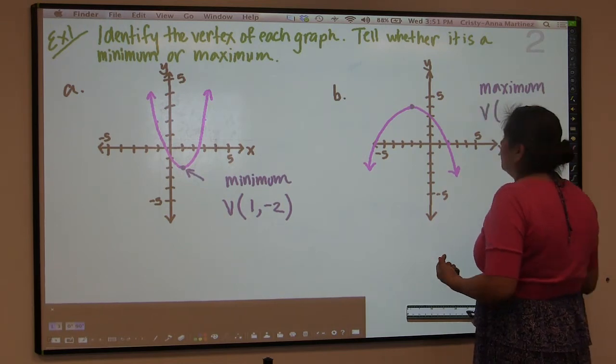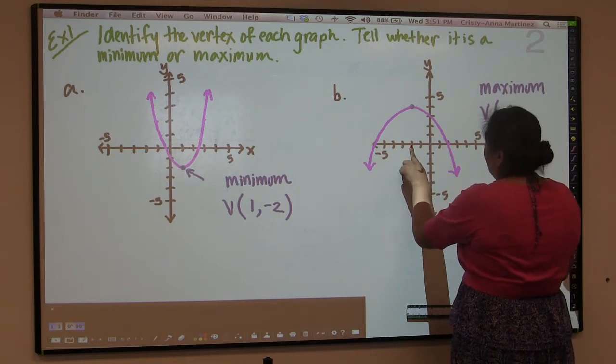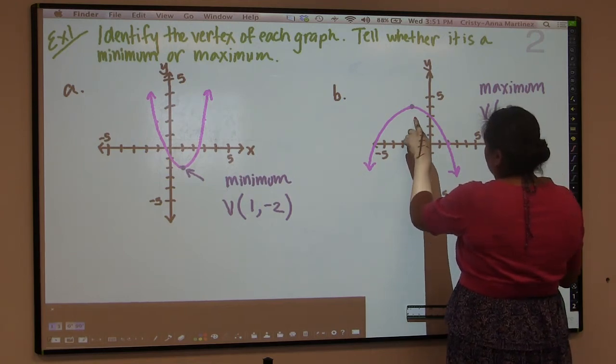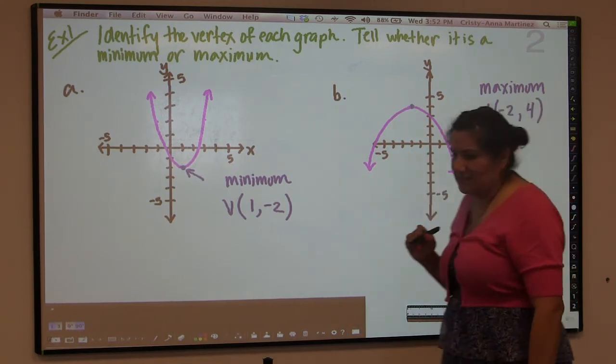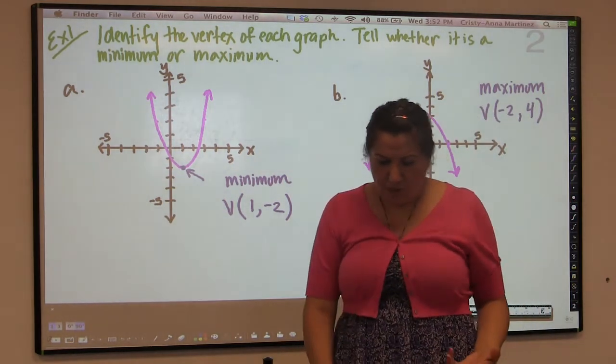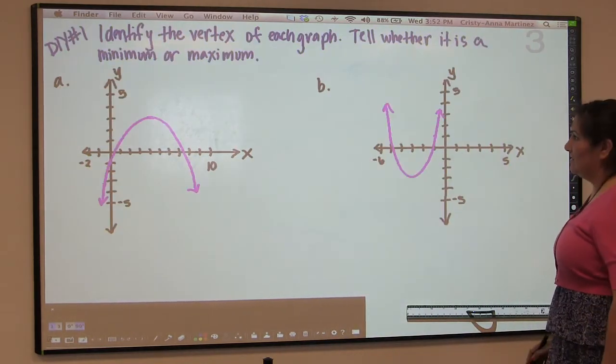And then we have to give the coordinates. So here's 0, so I'm going to go negative 1, negative 2 for x. And then I'm going to go up 1, up 2, up 3, up 4. So it looks like the maximum in this case is negative 2, 4. And that's pretty much as hard as that is going to be. So I will have you guys do this example now.